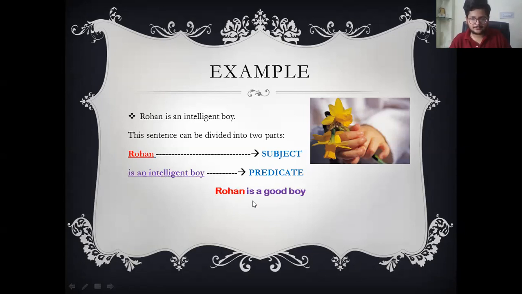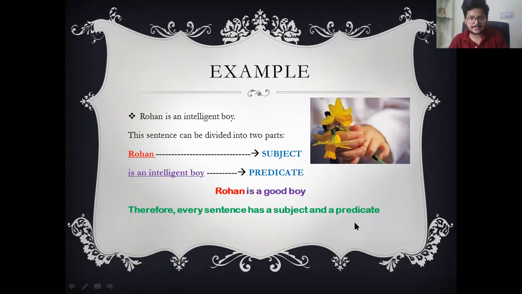Rohan is the subject. That is why I have written it with red color. And is an intelligent boy is a predicate. That is why I have written with purple color. So Rohan is the subject and is a good boy is a predicate. Good boy or intelligent boy is the predicate. So a sentence has the subject also. A sentence has the predicate also. Therefore, every sentence has a subject and a predicate.